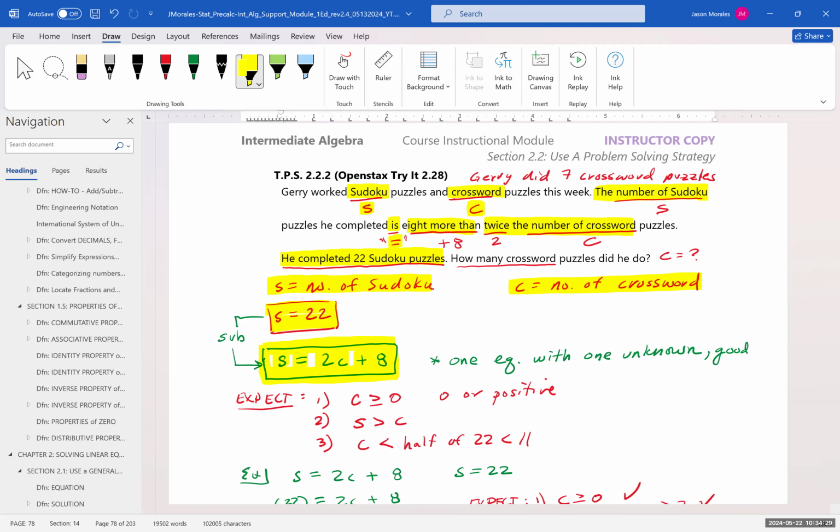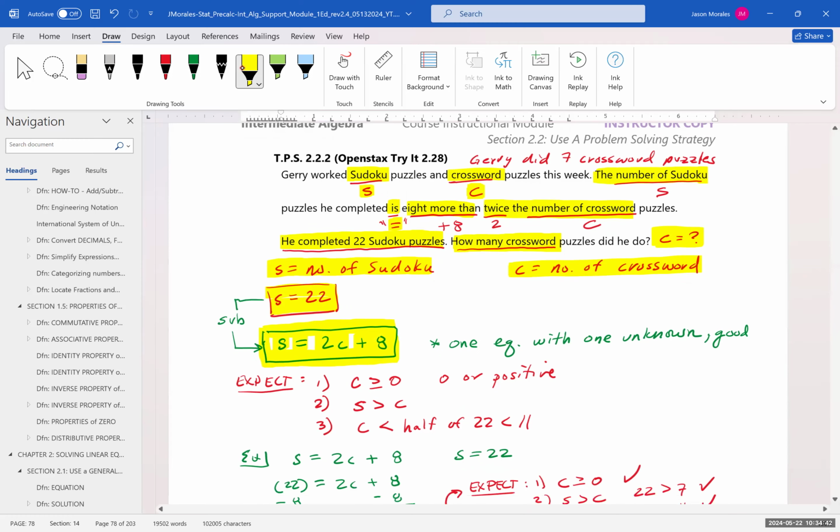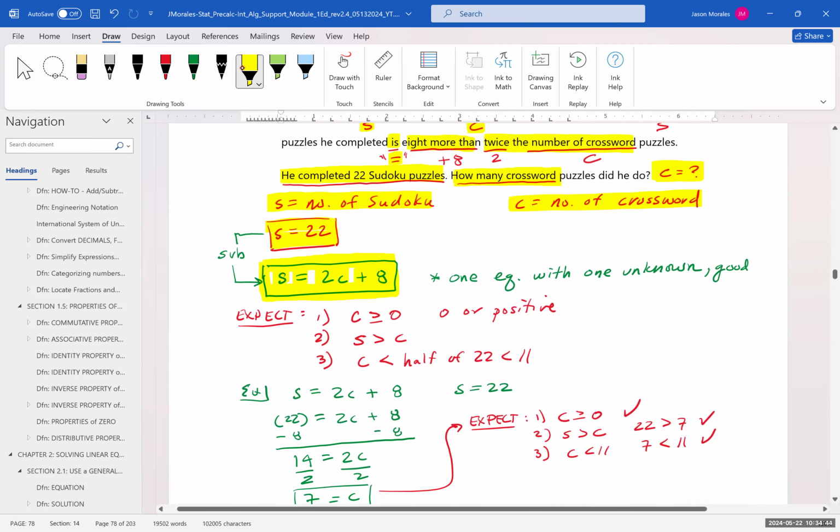Okay, so we've pretty much gone through the whole problem. The last part is what this word problem is asking for. How many crossword puzzles did he do? So we need to find the value of variable C. Even though we've got 2 unknowns, and typically you would need 2 equations to solve for 2 unknowns, what's nice about this word problem is we were given the solution to one of those unknowns at the beginning.